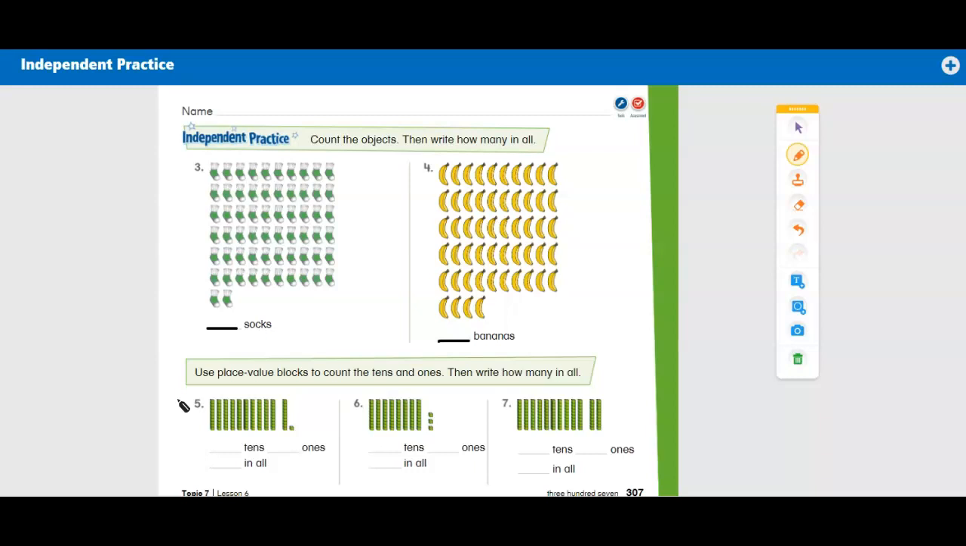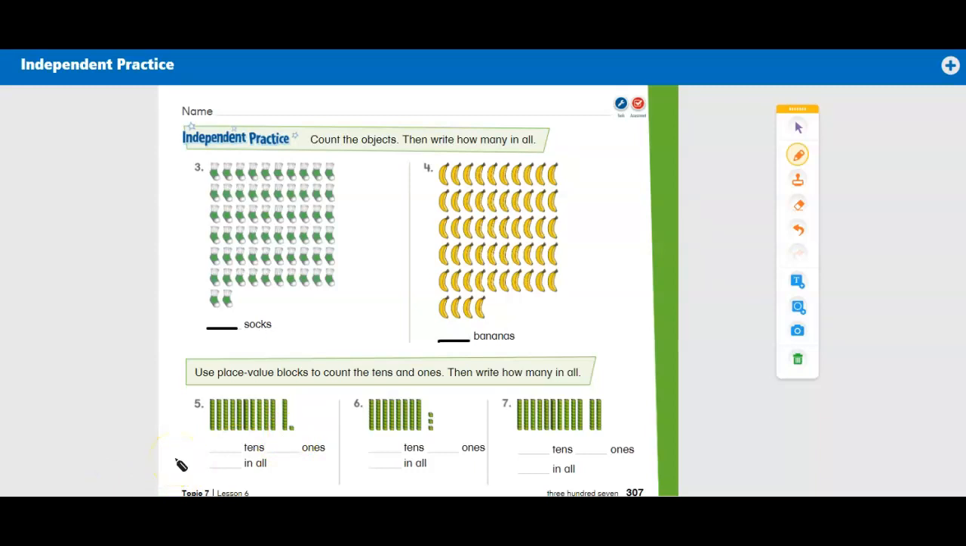Now for numbers 5 through 7, our directions are a little bit different. It says, use place value blocks to count the tens and ones. Then write how many in all. When using the place value blocks, tens are these tall set of blocks here. Each one of these columns has 10 in it. The ones blocks stand alone by themselves.